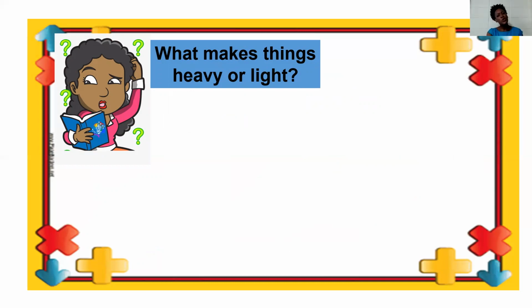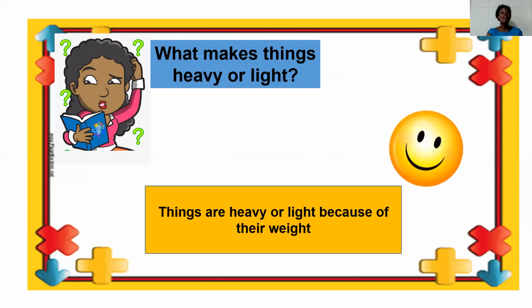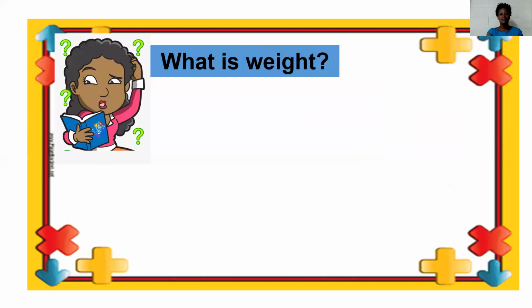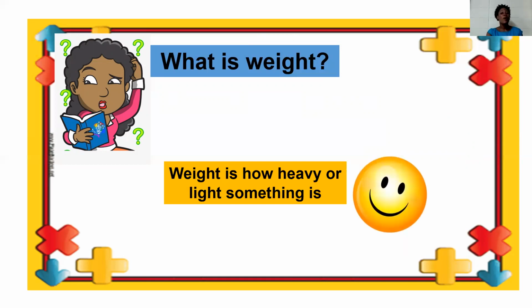But do you know what makes things heavy or light? Things are heavy or light because of their weight. But what is weight? Weight is how heavy or light something is.